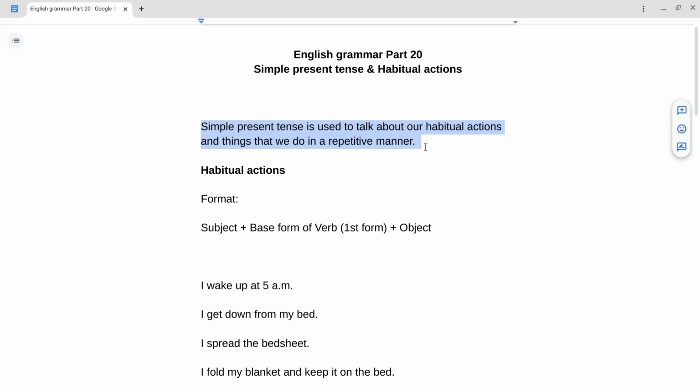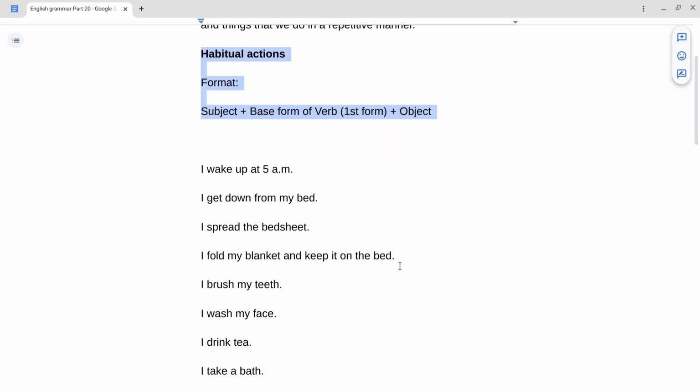Simple present tense is used to talk about our habitual actions and things that we do in a repetitive manner, something that we do regularly on a daily basis or on a weekly basis, etc. So it is repetitive. That's what you have to remember. We don't need to learn all these grammar rules. We need to learn the basic format of this simple present tense, and we will learn multiple examples related to your real life situations. That is what this is all about. There is no need of mugging up any grammar rules. So we'll start with some grammar rules or some format here, maybe 10% or something. Then we will continue with real life examples so that you can start using this in your real life situations.